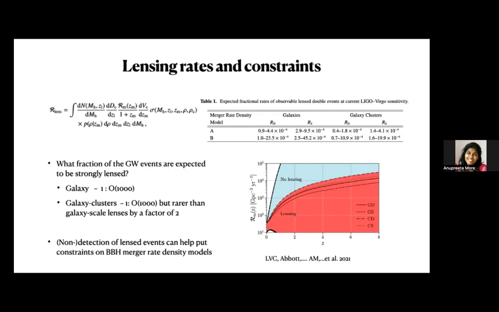So you can also turn this problem around and say that now suppose I have detected a few events, or if I have detected no events, then what constraints can I put on the merger rate density models? And that's what is shown here in this plot. If you put no lensing constraints, then the blue shaded region shows the range of allowed models. And if you now say that I have not detected a single lensed event in my data, then it rules out some of these models. And now the range of allowed models is much smaller.